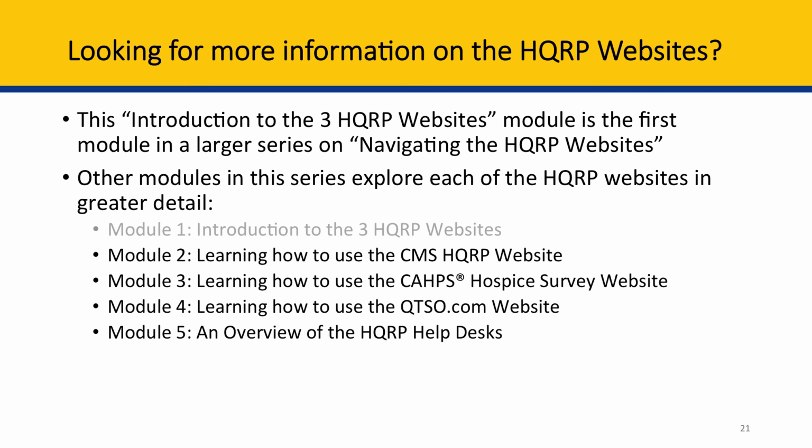This concludes the module Introduction to the 3 HQRP websites. After reviewing this introductory module, you should have a broad understanding of the 3 HQRP websites, what each website's purpose is, and which website you should refer to when you have any questions. This module is the first of 5 modules in the series Navigating the HQRP websites. We encourage you to view additional modules in this series for more information on the various CMS HQRP websites.